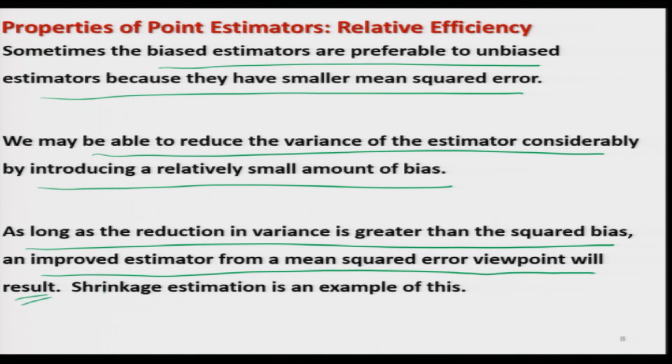For example, you might have heard the name shrinkage estimation. Shrinkage estimation is an example of this type of estimation, where we try to strike a balance between the bias and the variability, and we get an estimator which is biased but has a smaller variability than an unbiased estimator. But anyway, we are not going to talk about this concept here, but I would like you to know that such estimators exist.